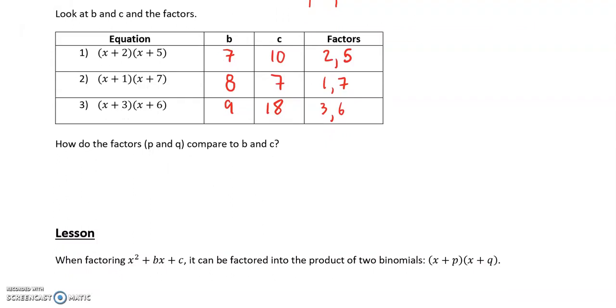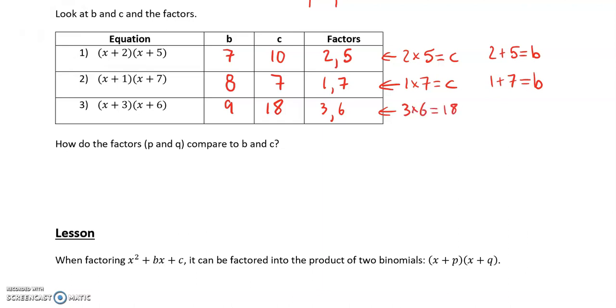And if you look at these numbers, we can see in this first case that 2 times 5 is equal to c, and 2 plus 5 is equal to b. Same thing in the next one. If I multiply them together, 1 times 7, that's equal to c. And if I add them together, 1 plus 7, that's equal to b. Same thing for the next one. 3 times 6 is 18. That is c. And 3 plus 6 is equal to 9, which is the b value.